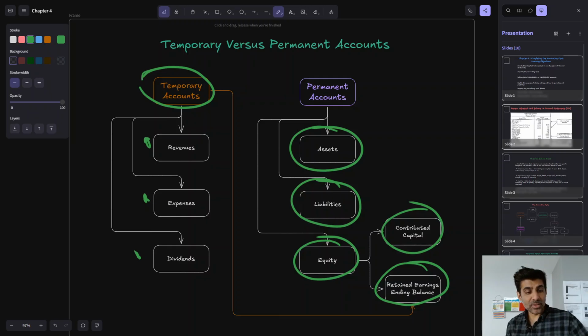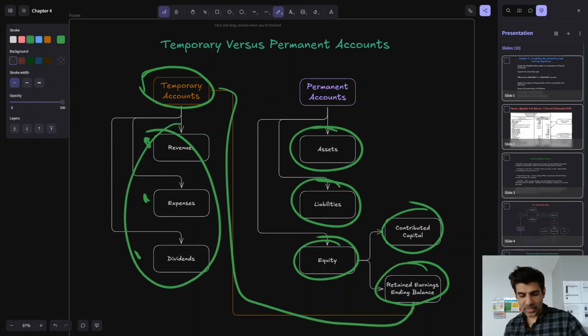What this closing process is going to accomplish is it's going to take, at the end of the period, all the balances here and transfer them into retained earnings. That's the goal of this. We can't just zero these out. We have to retain that information somewhere, and that information is going to be transferred into retained earnings. That's what we're going to accomplish with these closing entries.